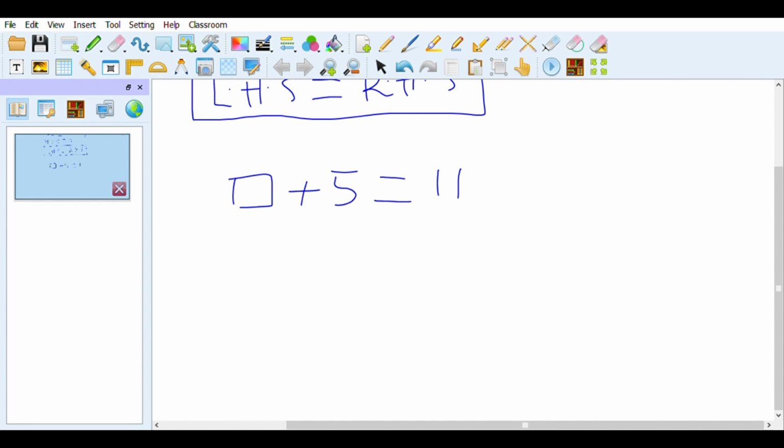Okay, so for us to solve equations, there are a few rules we have to follow to make finding this number very simple. And one of the very easy ways to do that is what we call the balance method. When we talk about the balance method, it is simply whatever you do to the left hand side, do the same thing to the right hand side. That's the simplest way to explain the balance method.